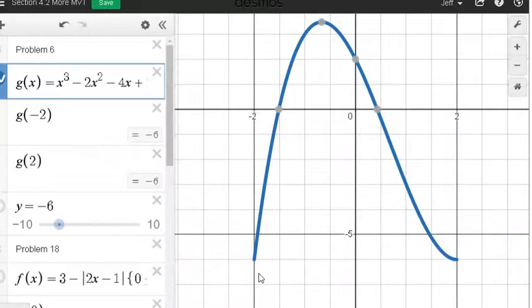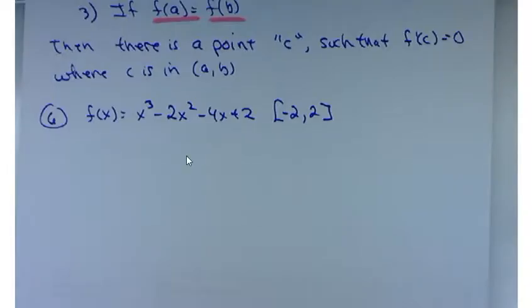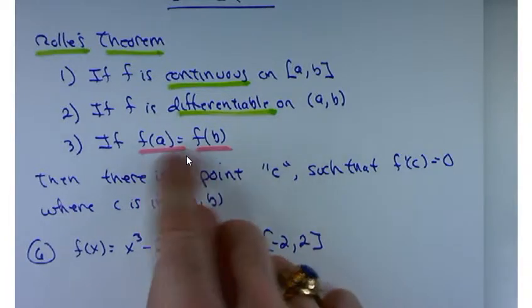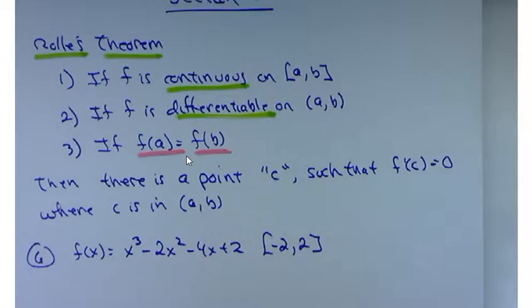So all three assumptions of Rolle's theorem are true here. The function is continuous, it's differentiable, and at the endpoints, they're equal. Okay, good. That's what I wanted to see.